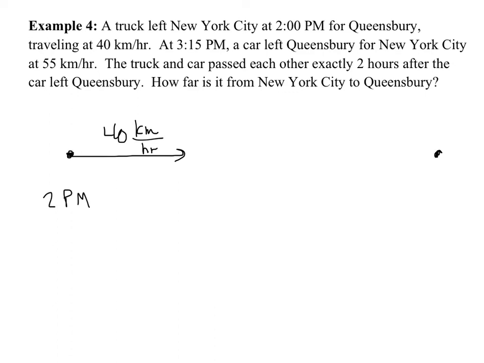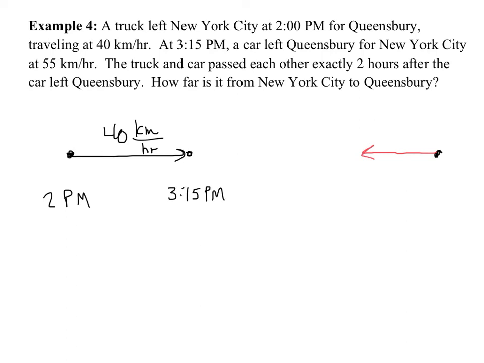All right? Now, at some point in time, at 3:15 precisely, a car leaves Queensbury and travels the other direction. So another car leaves Queensbury traveling toward New York City. Let's draw that in red. So that car is going this way now. Okay, and that's exactly at 3:15 p.m. So let's say that the car leaving New York is right here at 3:15 p.m.